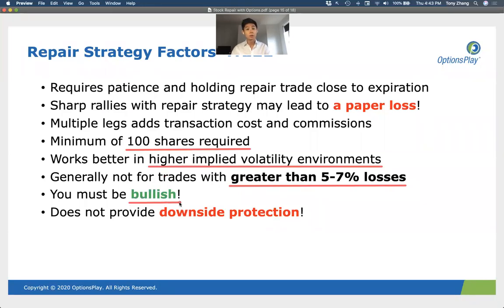You can't just put on a repair strategy because you've lost money. You should only put on a repair strategy after you think that the stock is going to start to rally now. Because like I said, if the stock keeps declining, if it just stays where it is, the repair strategy is not going to do you any good. And all you're going to do is pay transaction costs for something that's not going to provide you with any benefits. And again, lastly, it doesn't provide any downside protection. So like I said, it's a powerful strategy, but it's a very limiting strategy. It's important that you know what those limitations are before you place it, because it's not suitable for all environments, only for very specific environments.